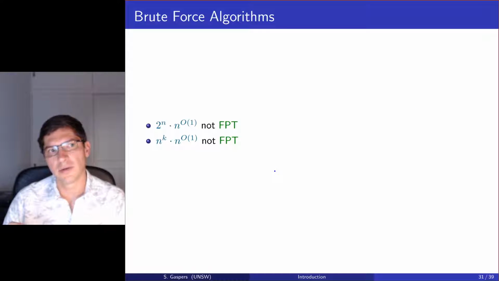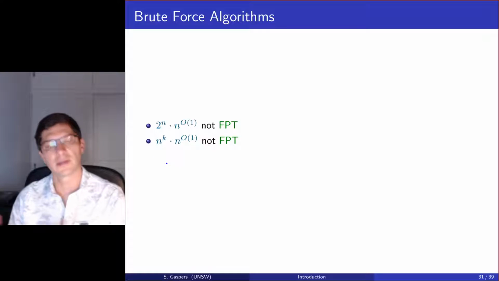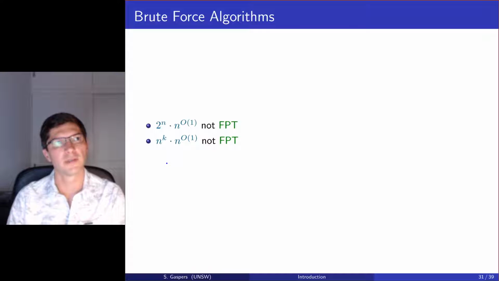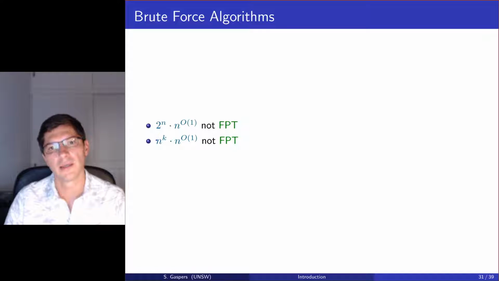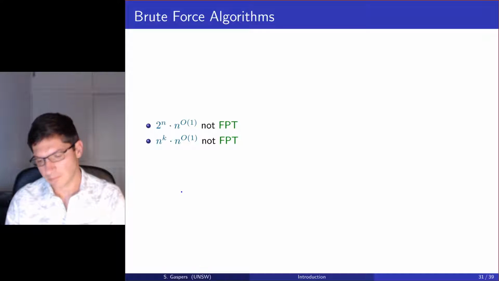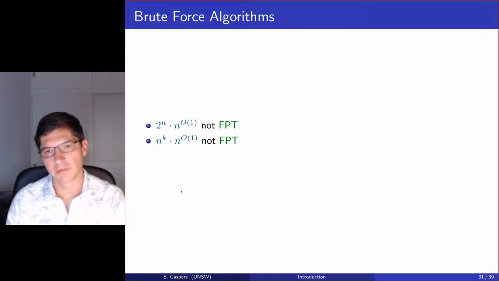If we are smarter and only enumerate subsets of size k, the running time depends on the number of subsets of size k. So the exponential part will be the number of subsets of size k. There's n choose k many of those, which can be upper bounded by n to the power k. But here again, that exponential function depends on both n and k. So that's no good. That's not an FPT algorithm.